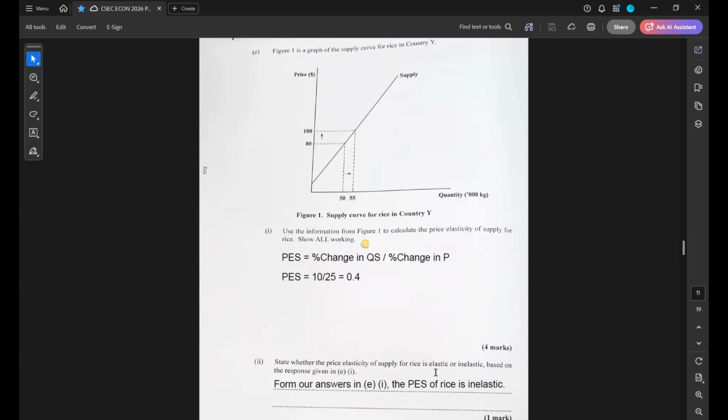Now, they want us to state whether the price elasticity of supply for rice is elastic or inelastic based on the response given in E1. Now, based on our response from above here, price elasticity of supply will be inelastic because it's less than 1. Simple.